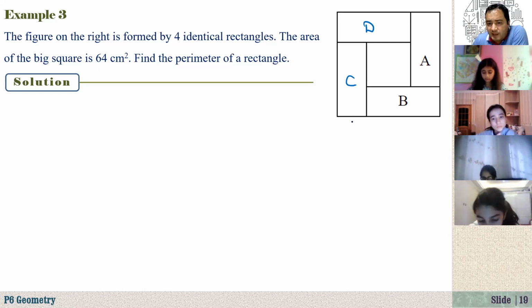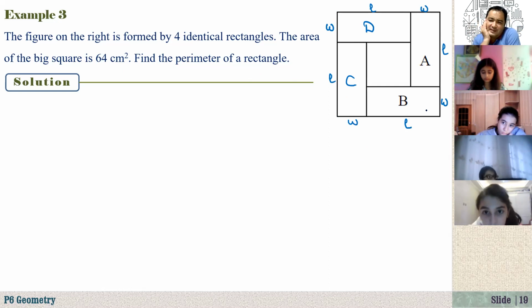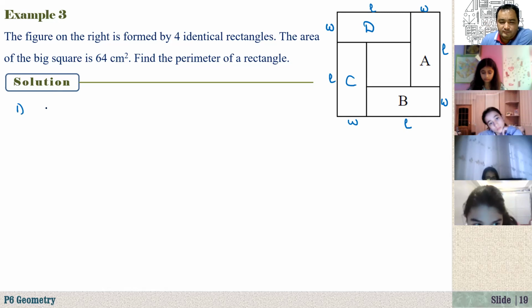So suppose that that is the width of this rectangle, and this one is length. So here, that is length, this one is width. And this one is length, this one is again width. And this one is length, and this one is width. Nigar, this question is for you then. What is the side length of the big square?